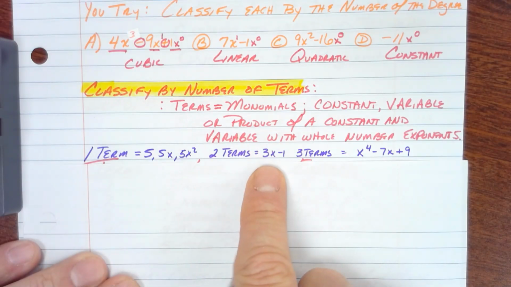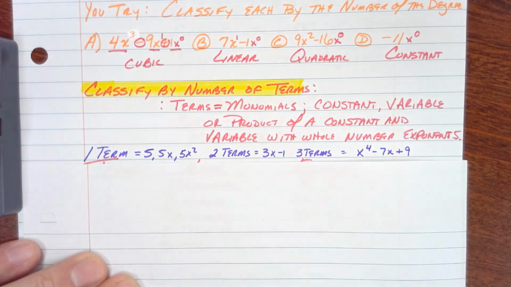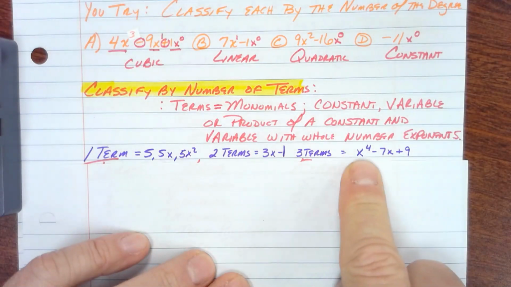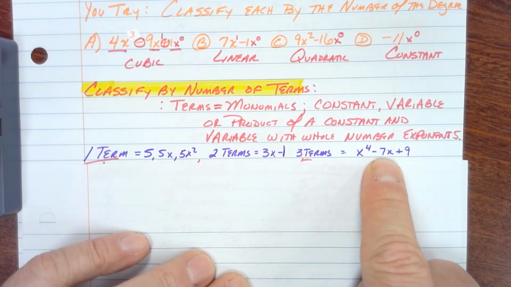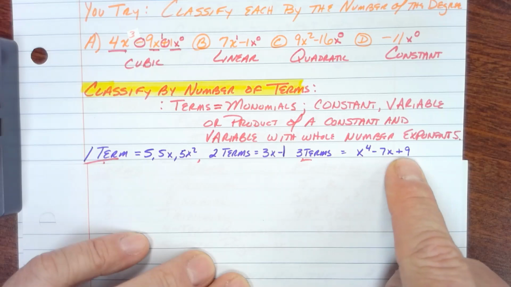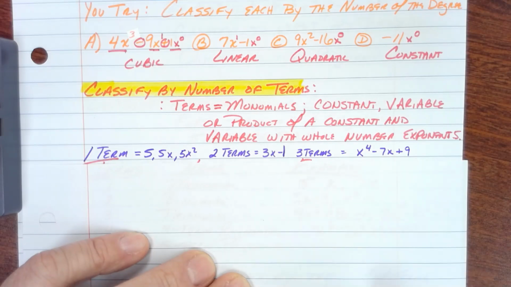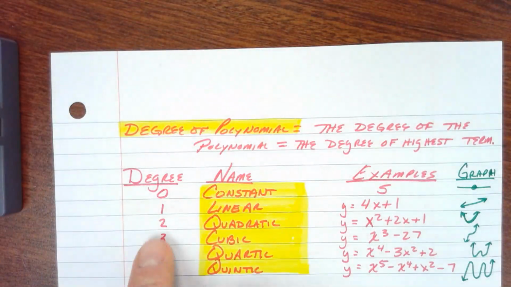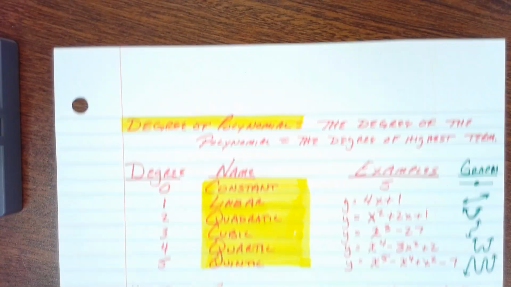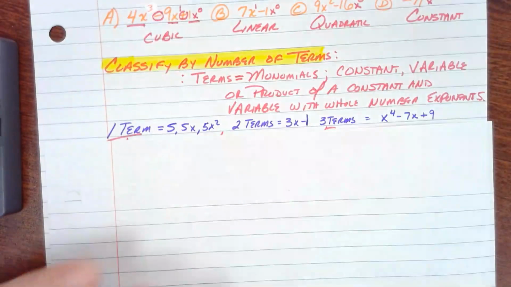These are separated by addition and subtraction signs. This has two terms because the subtraction sign in between the 3x and the 1 separates those two terms and makes each apart from one another. Three terms, again, here is 1, separated by a minus sign from 7x, separated by a sign from a 9. Like above, where the degrees have specific names, the number of terms has specific names as well.